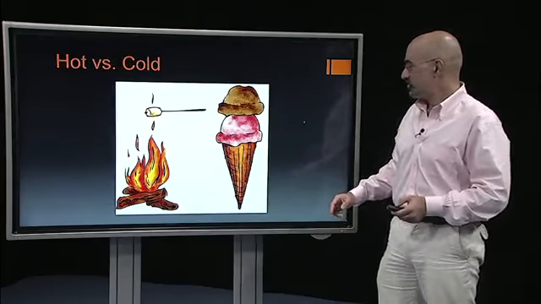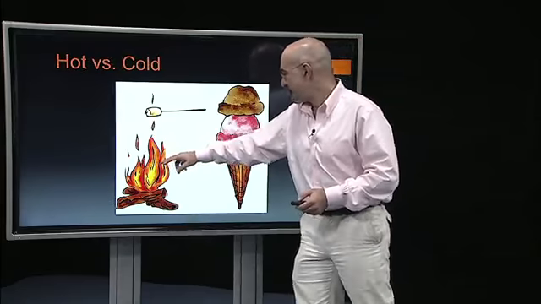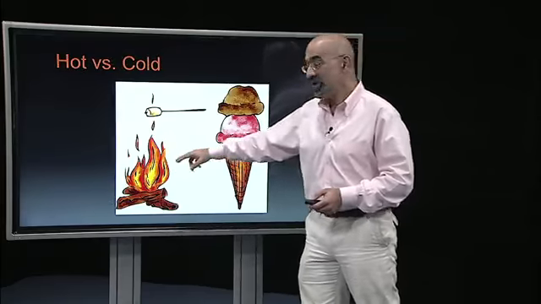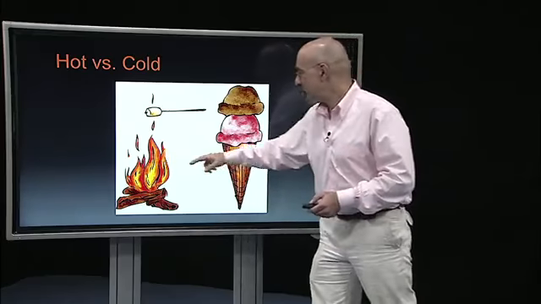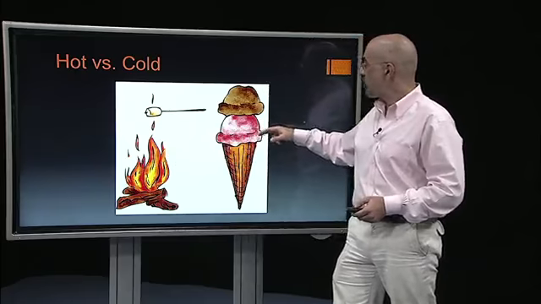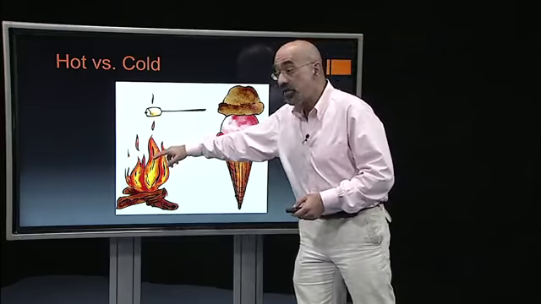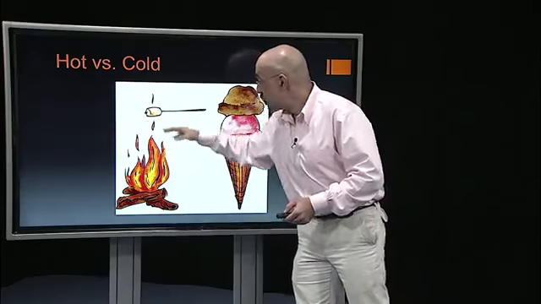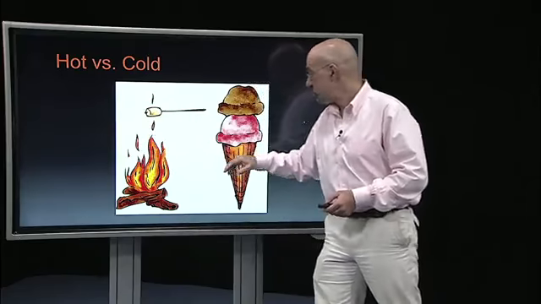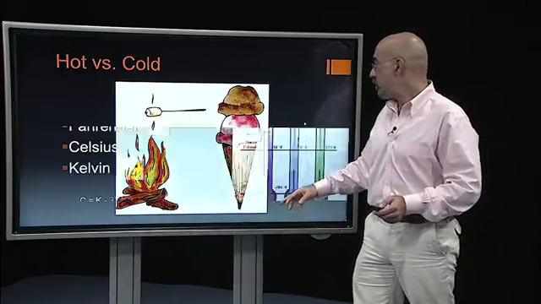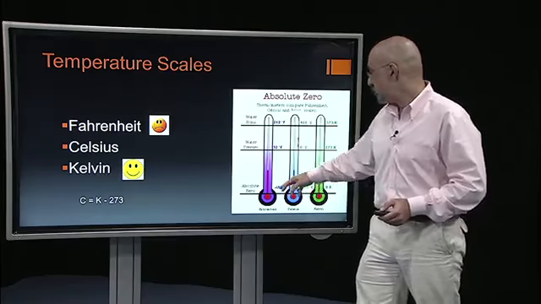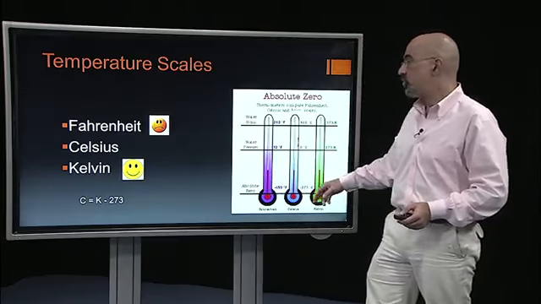And of course, we're all familiar with what's hot and what's cold in terms of fire being hot and ice cream being cold. But I also want to remind you, when you think about hot and cold, you should think about the atoms in a gas when it's hot moving very quickly, or when it's cold they move very slowly. When we go to absolute zero, atoms or molecules don't move at all.